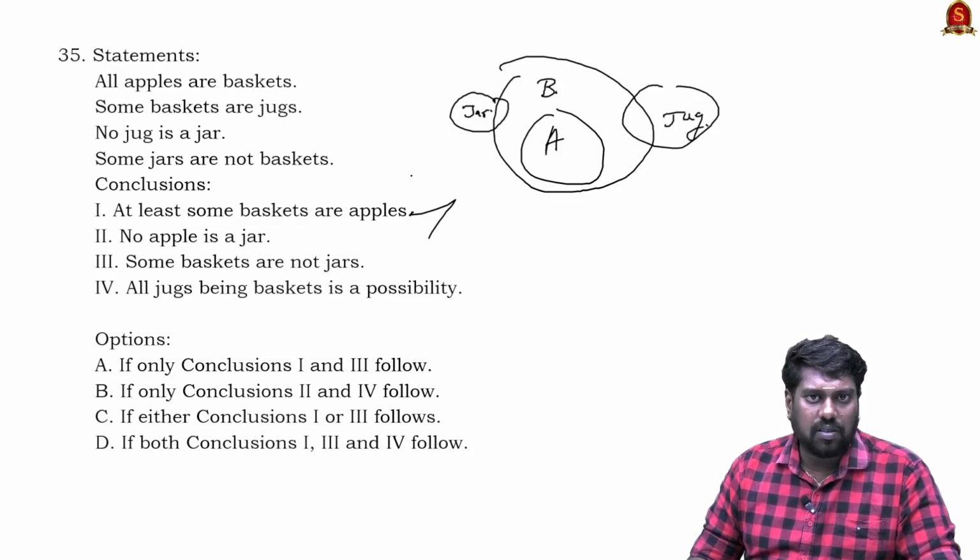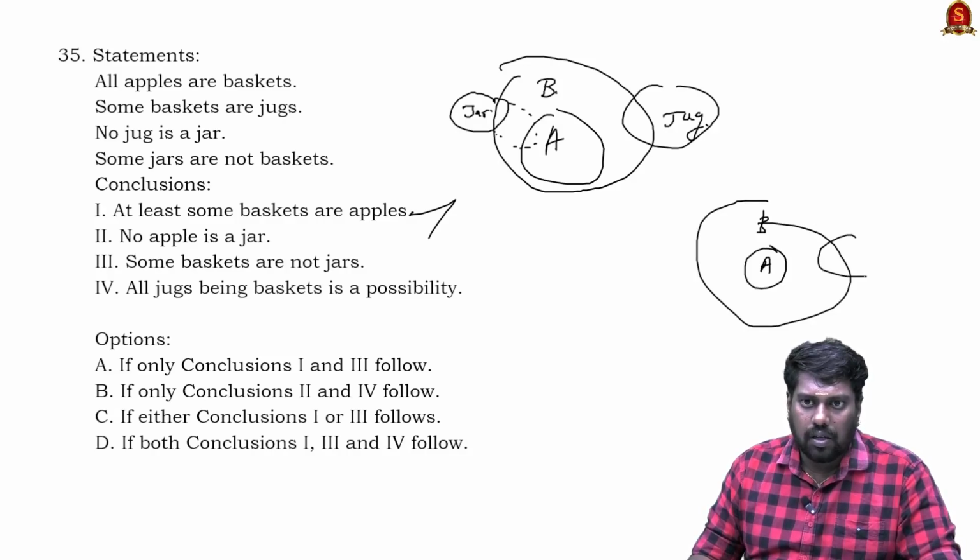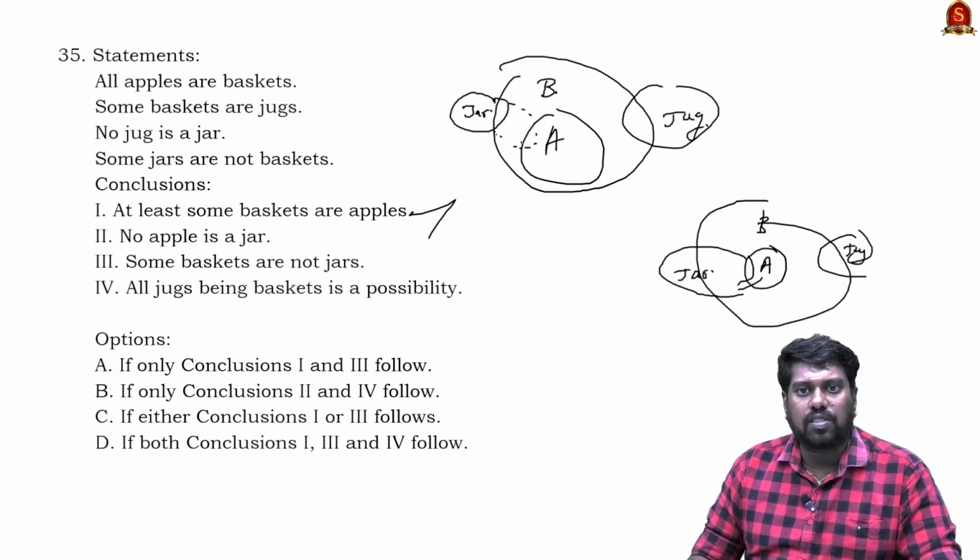No apple is a jar. It is one of the possibilities. So for example, if I connect this particular entity, I can connect it like this, but if I draw this separately, basket will be there, apple will be there, and jug will be there, and this apple can be connected like this. It's only a possibility. So if it is true in both the cases, the statement is true, or else it is not true. So I can say that second statement is not true.